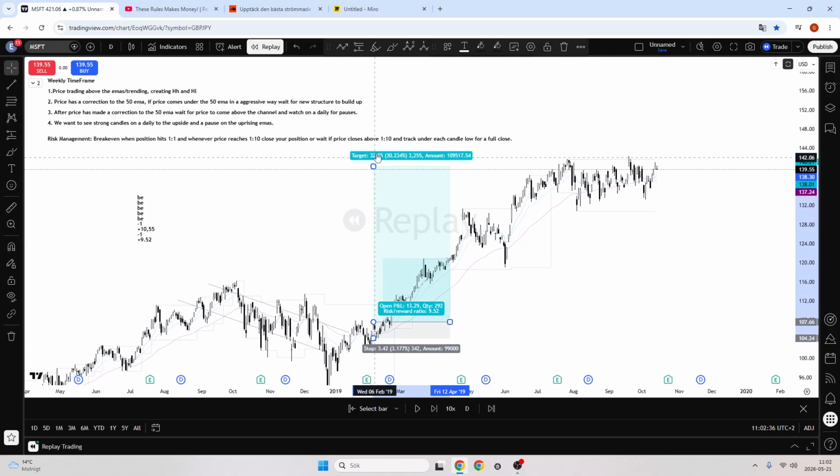As you guys probably know from these rules, we want to see a close above our position in order for us to start to track under each candle low. If we start to show some weakness around this area, or however you want to call it, we simply just close it.